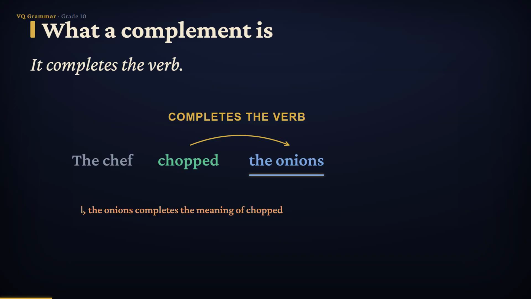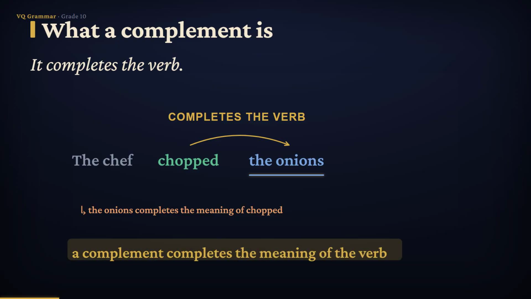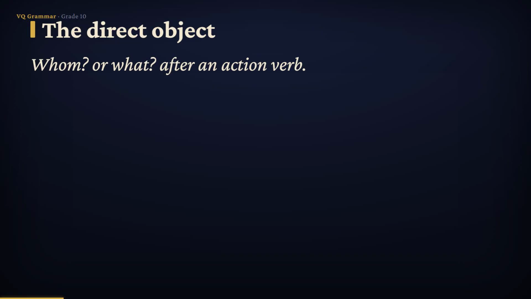The complement reaches back to the verb and finishes the job the verb started. So tuck this simple idea in your pocket. A complement completes the meaning of the verb. Today, we'll meet the two most common kinds. The first kind of complement is the direct object, and it is the one you will meet most often.